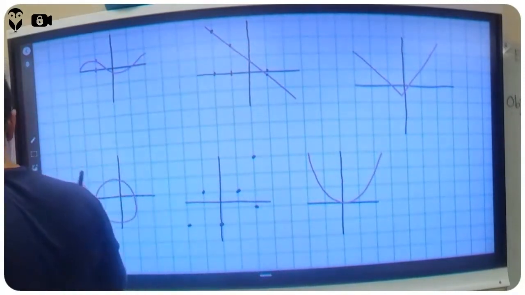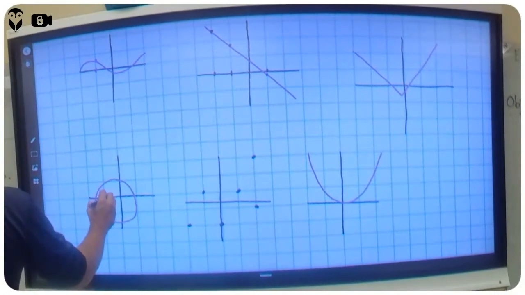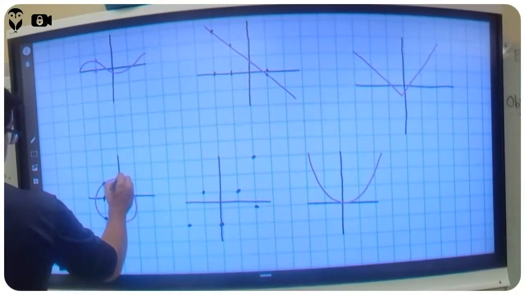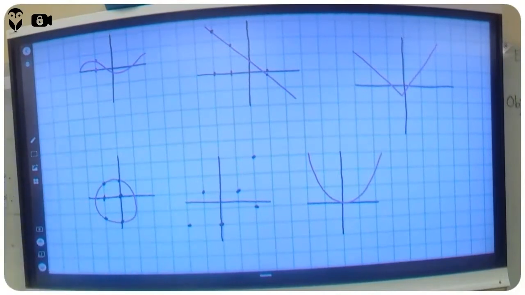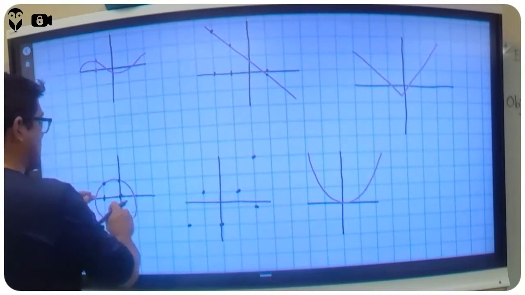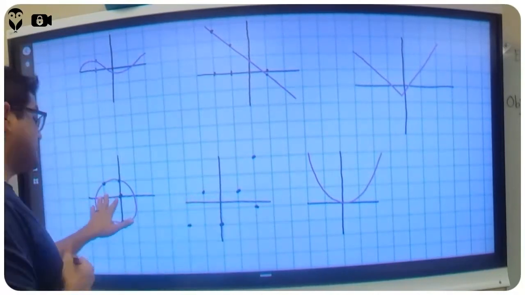This one, is this a function? No. I can easily find a couple spots where there's two answers for one x. If that happens once, it's not allowed. You see how the purple line is on top of itself? That's not allowed.